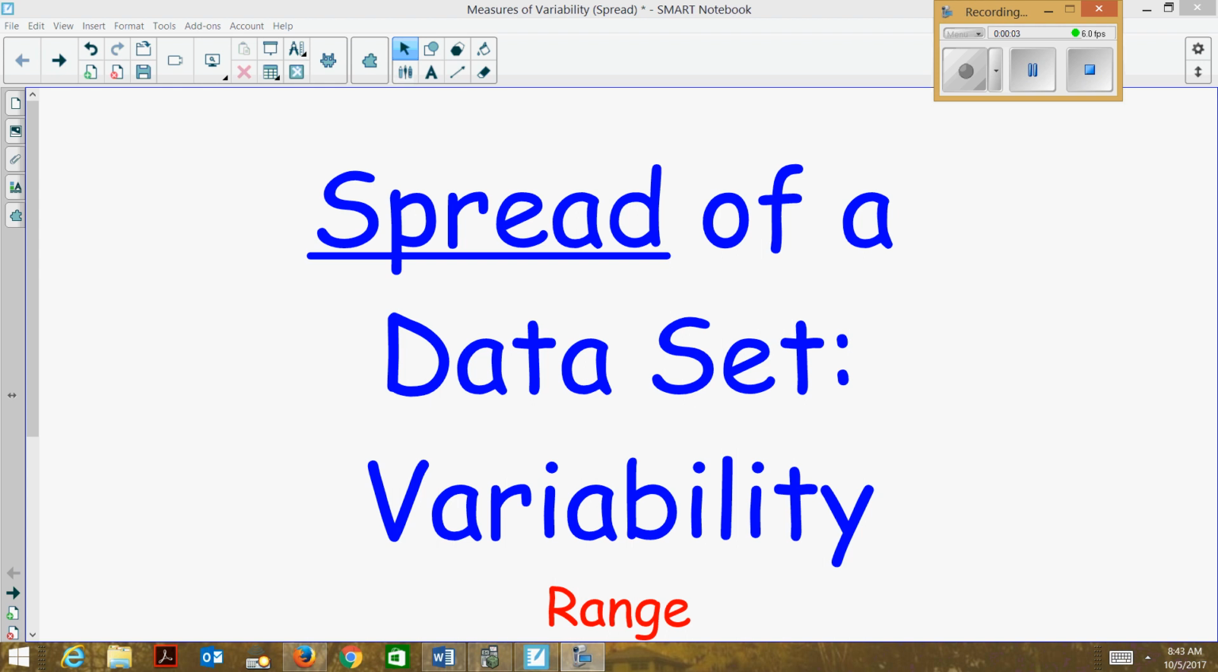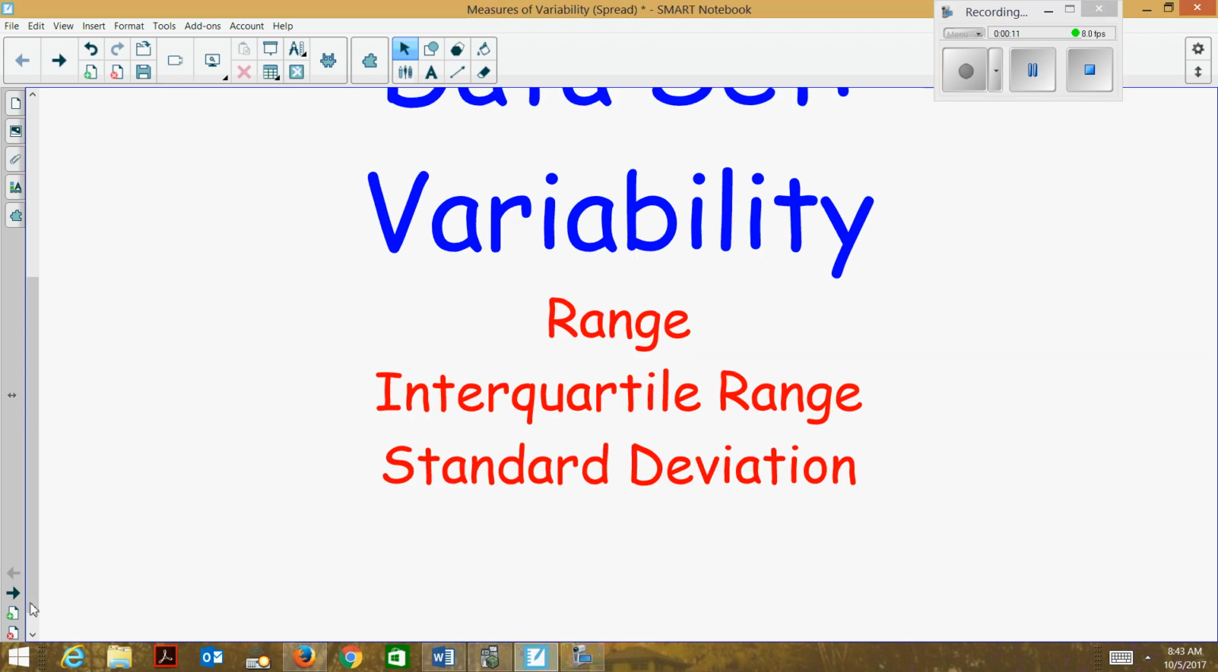We are going to go over how to find the spread of data, which talks about variability. There are three ways in which you can find the spread of data: the range of the data, the interquartile range, and the standard deviation.